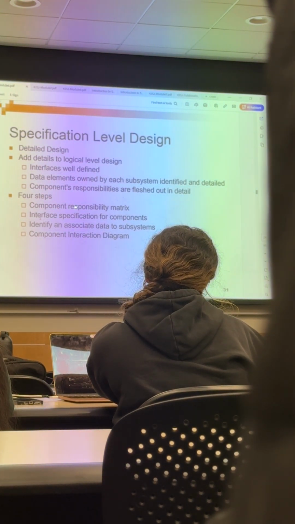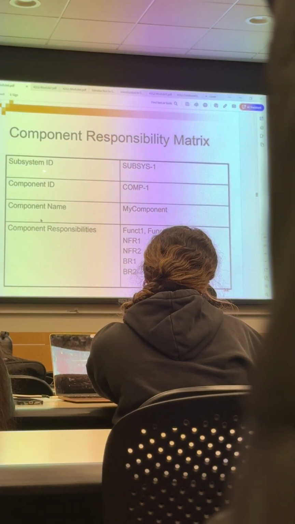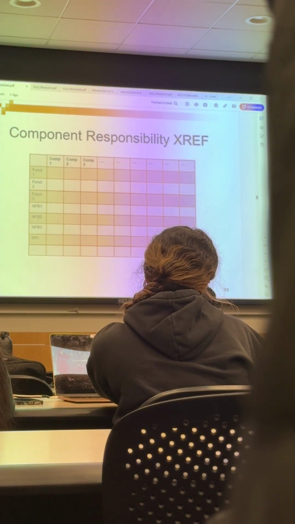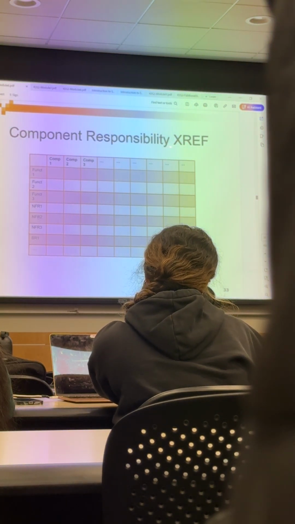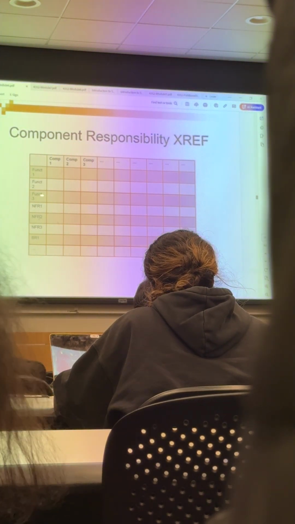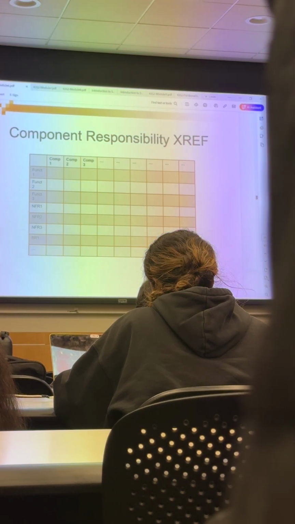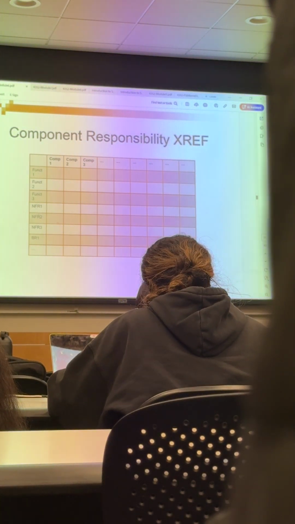We are going to assign responsibilities for each component using this matrix called component responsibility matrix. You see on the next slide. This is a component responsibility matrix using a textual format. You can see the component ID, the name, the responsibilities, and what subsystem each component belongs to. This is another representation. This is called cross-reference table that you can use in your projects as well. Each component, what is the functionality and the responsibilities for the component on the functional requirement side, the non-functional requirement side, and the business requirement.